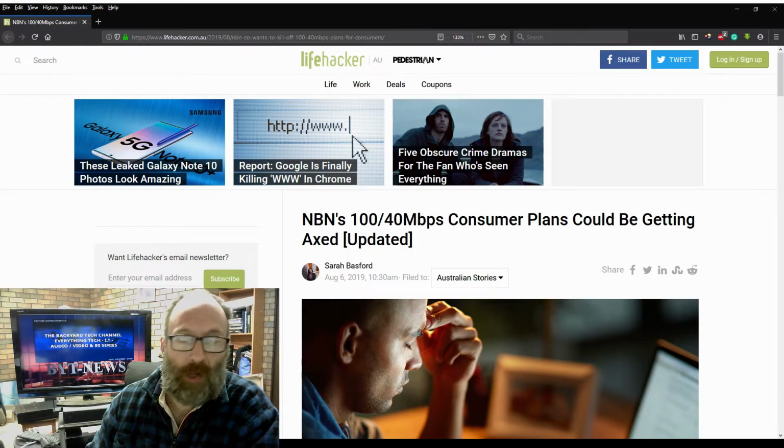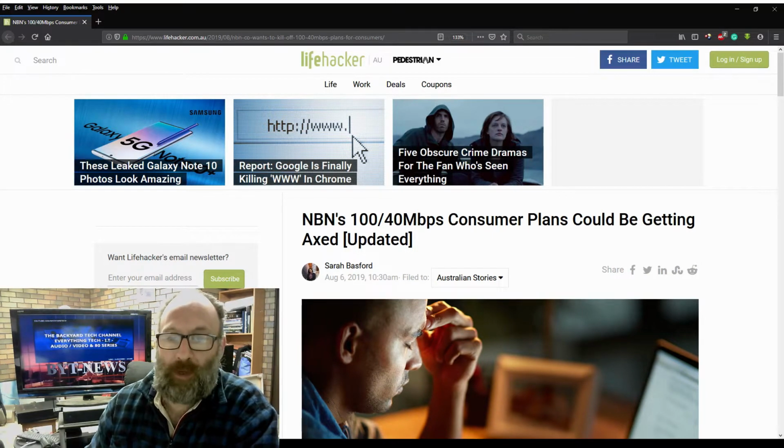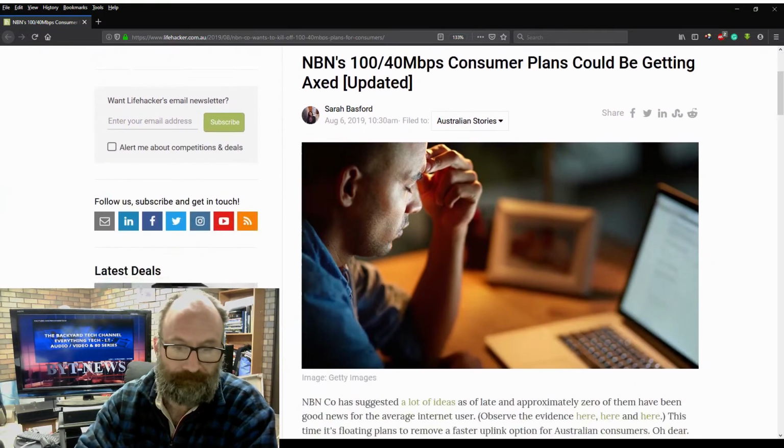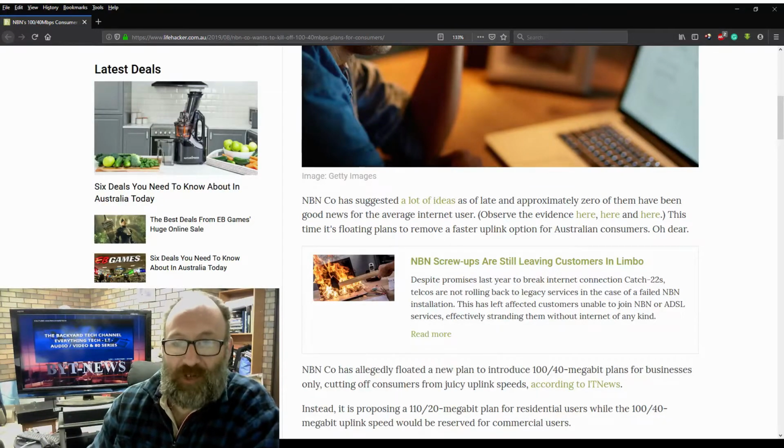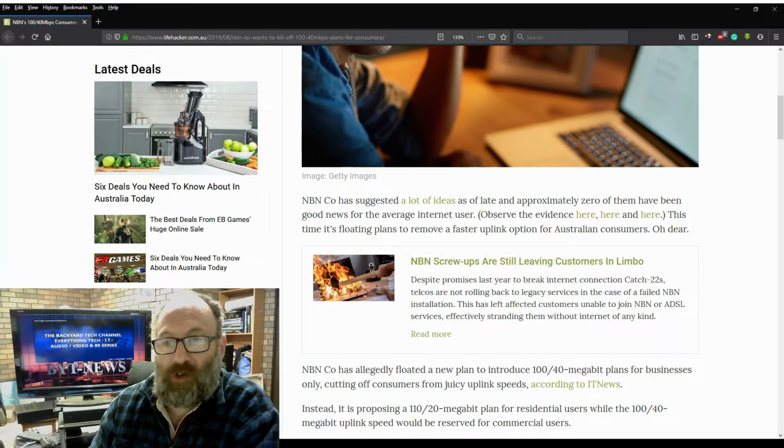This is from lifehacker.com.au. NBN's 140 megabit consumer plan could be getting axed. NBN Co has suggested a lot of ideas of late, and approximately zero of them have been good news for the average internet user. This time it's floating plans to remove the faster uplink option for Australian consumers. Oh dear.